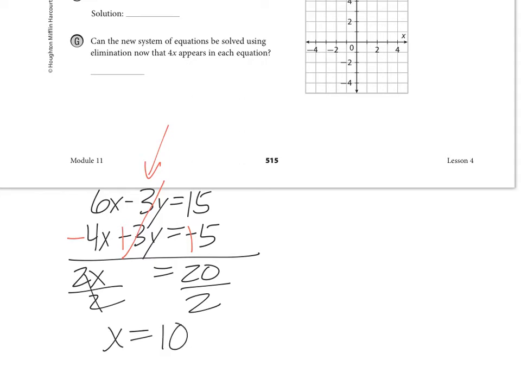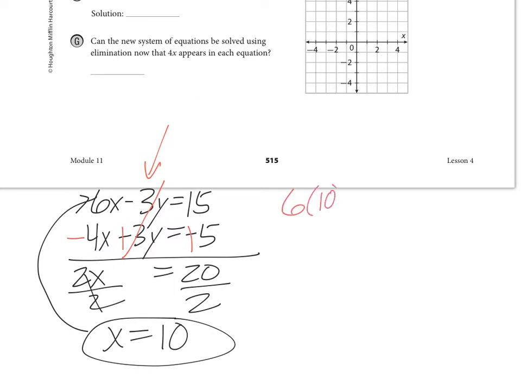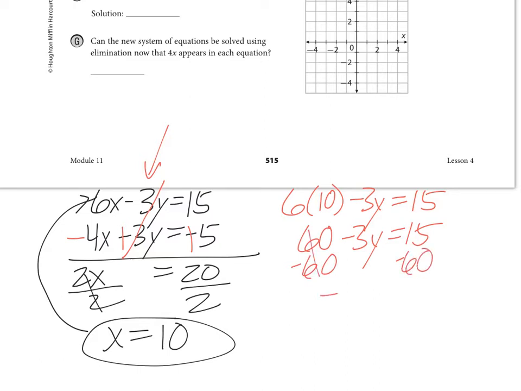Now, how do you find the y? All you do is take that and plug it back into one of the original equations. I usually just pick the top one. So you have 6 times 10 minus 3y equals 15. Now you work this out to solve for y. So you get negative 3y is negative 45. You divide by negative 3, and now you get y is 15.